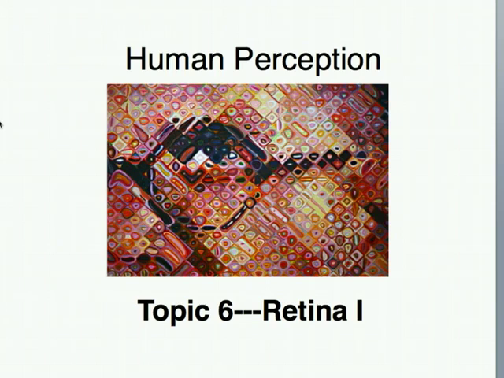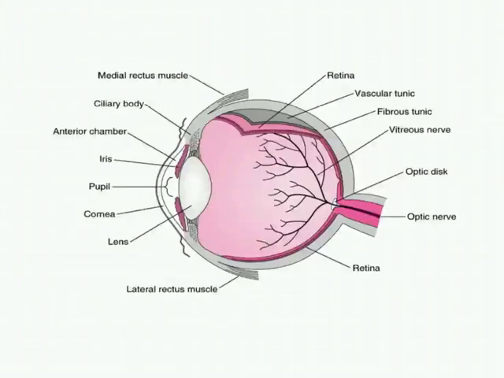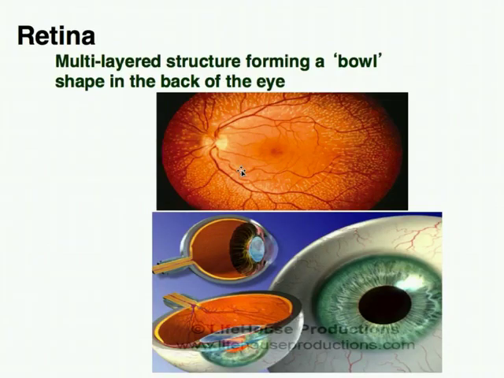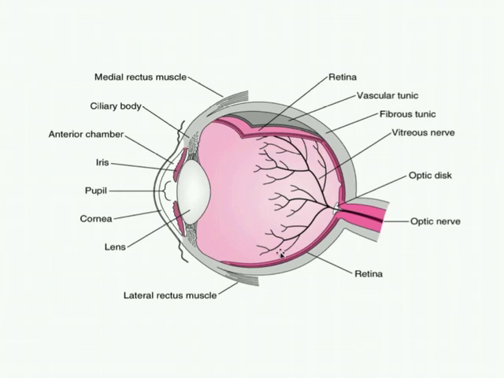Let's start the final topic of the first exam, which is the retina. The retina, of course, is the layer in the back of the eye that is involved in the purpose of the eye, which is the transduction of the light stimulus into a neural signal. The retina forms a bowl-like structure in the back of the eye, encompassing most of the back of the eye, and reaches all the way around to approximately 270 degrees around the eye in the back.